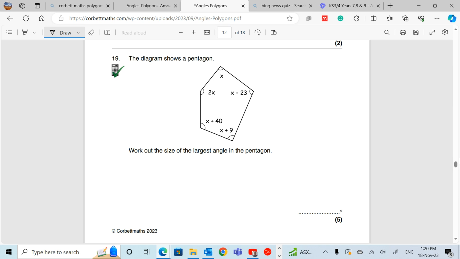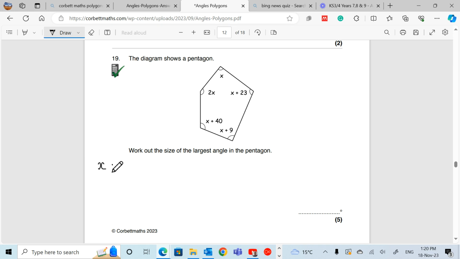We'll work through it. So we've got a pentagon, and of course we know that the sum of angles in a pentagon is 540 degrees. But they've given us the angles algebraically. They've given x, 2x, x plus 23, x plus 40, and x plus 9. So all of these angles must add up to 540 degrees. So we've got to do a lot of work here.